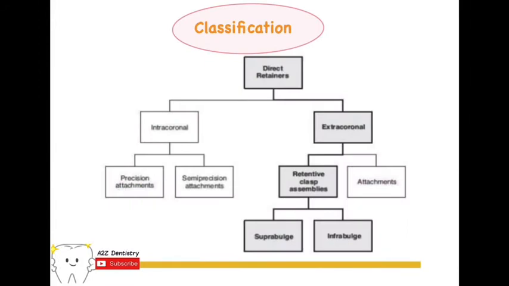So coming to the classification of direct retainers, these are classified as either intracoronal or extracoronal. The intracoronal ones are further classified as either precision attachments or semi-precision attachments, and the extracoronal ones are classified as retentive clasp assembly, or we can simply call it a clasp, and the other part is the attachment. In the extracoronal part, the most important part which we should know is only the clasp assembly. Intracoronals are not frequently asked, so we will just look at them superficially, but the clasp assembly part we'll see in detail in the upcoming slides.